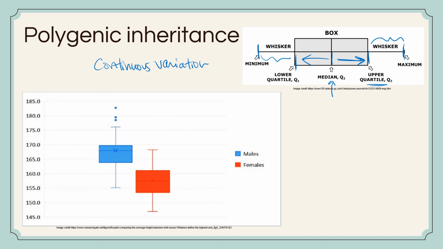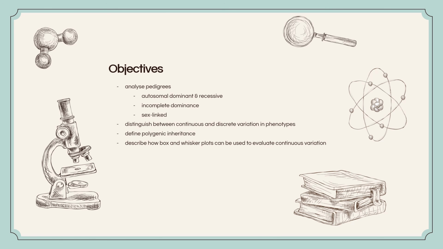Here is a lovely box and whisker plot showing some human heights. Here are those heights. We have males, we have females. Here are our medians. Sometimes we also throw some super weird outliers outside of the whiskers. Super interesting. And on that note, my friends, we have arrived at the end of our video lecture.